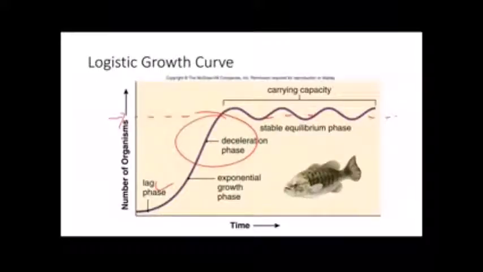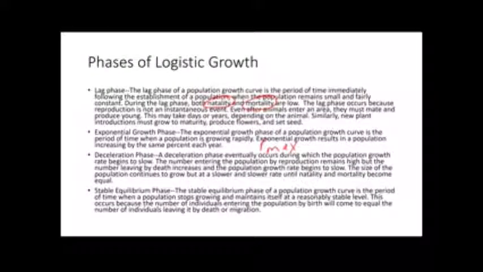Finally, we get to the stable equilibrium phase. That's this. At the stable equilibrium phase, the population stops growing and it stays steady, somewhere near the carrying capacity typically. And that's essentially because the birth rate, the natality, is equal to the death rate, the mortality, at that point.